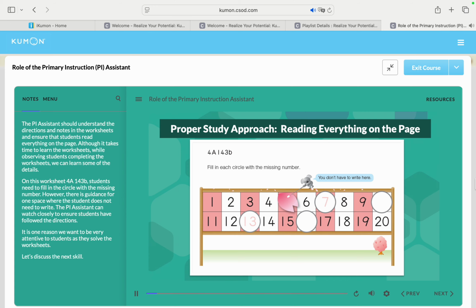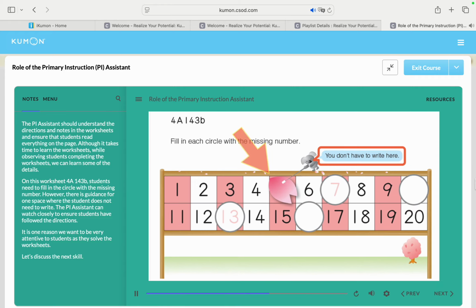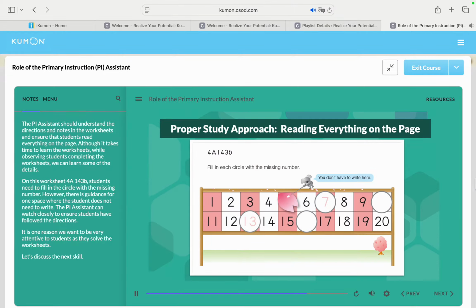The PI assistant should understand the directions and notes in the worksheets and ensure that the students read everything on the page. Although it takes time to learn the worksheets, while observing students completing the worksheets, we can learn some of the details. On this worksheet, 4A 143B, students need to fill in the circle with the missing number. However, there is guidance for one space where the student does not need to write. The PI assistant can watch closely to ensure students have followed the directions. It is one reason we want to be very attentive to students as they solve the worksheets.